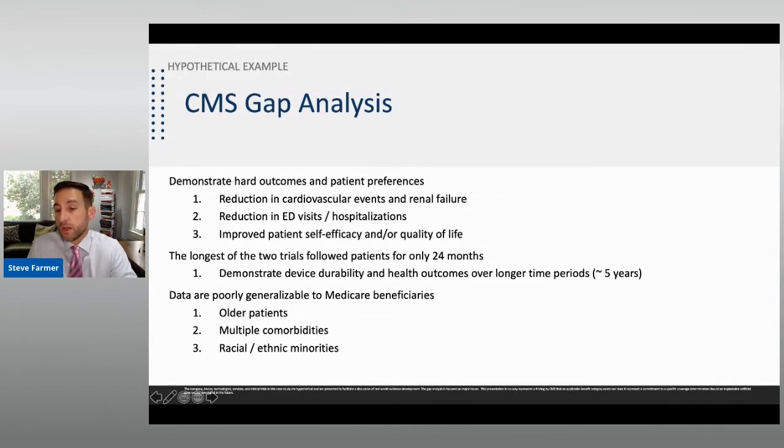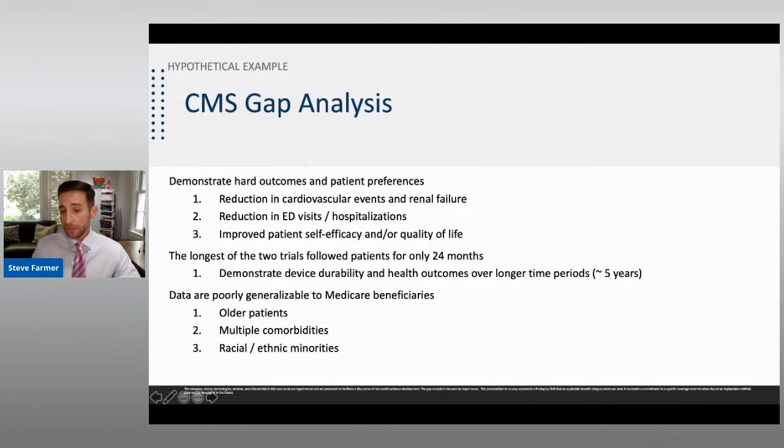Secondly, the longest trial was 24 months. This is an implanted device, and we would like to see a longer time frame to demonstrate the device is durable, that it doesn't have problems, that it doesn't have glitches that require explantation or device failure.